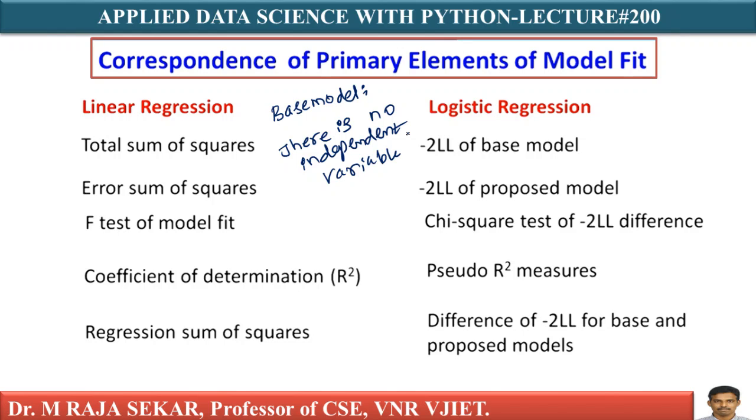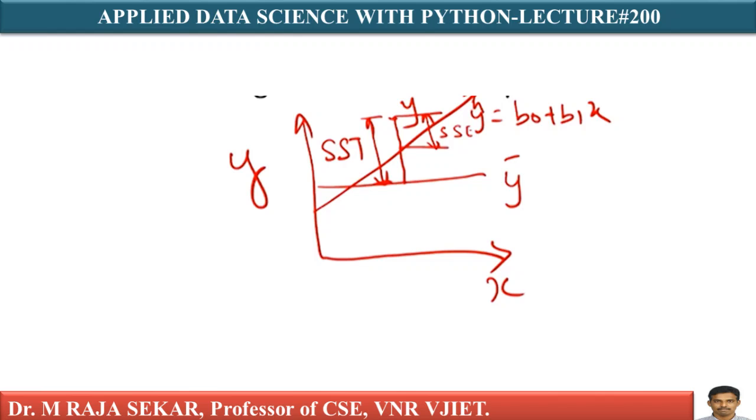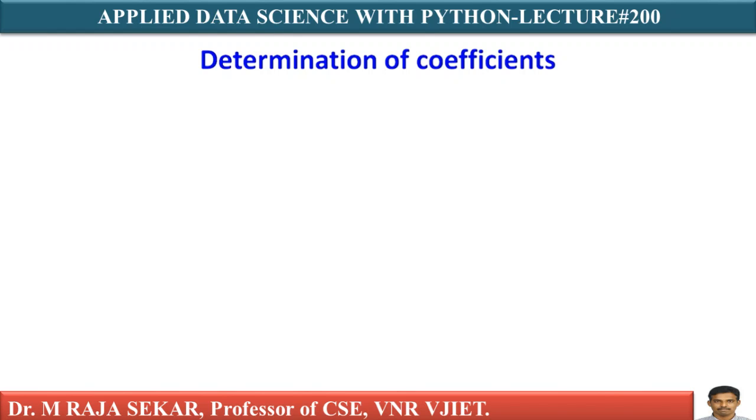I discussed this particular diagram in my previous lecture. Just try to recall. This is x comma y. This value is y. This is y cap. This is y bar. What is SST? SST is y minus y bar. What is SSE? That is y minus y cap. These concepts, I think I need not repeat again and again. Just go through my previous lectures. With the help of this simple diagram, I explained all those terminologies.